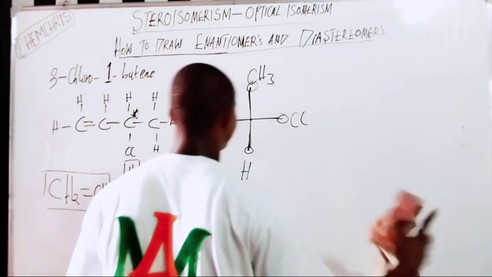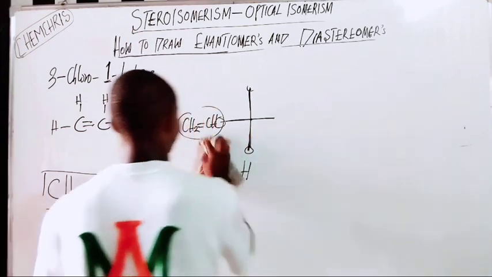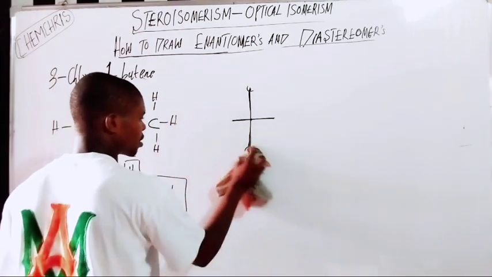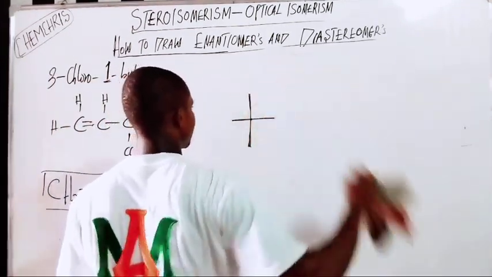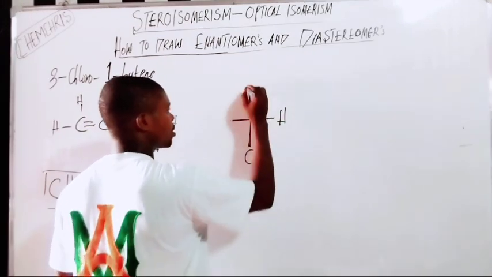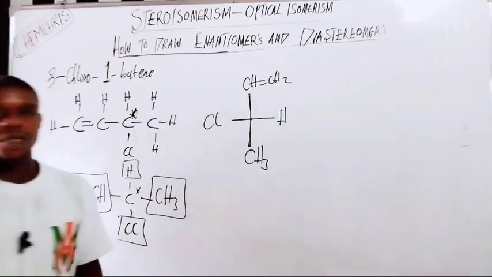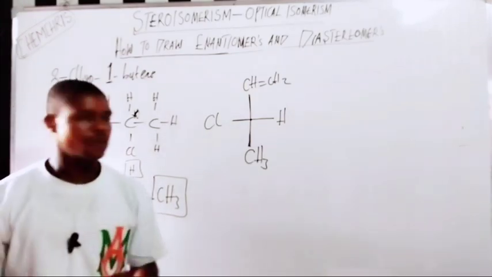You can also decide to put it like this. You can decide to put it like this. Now you can decide to put it like this: hydrogen, CH3, CH2, then here we have Cl. So it's totally up to you.